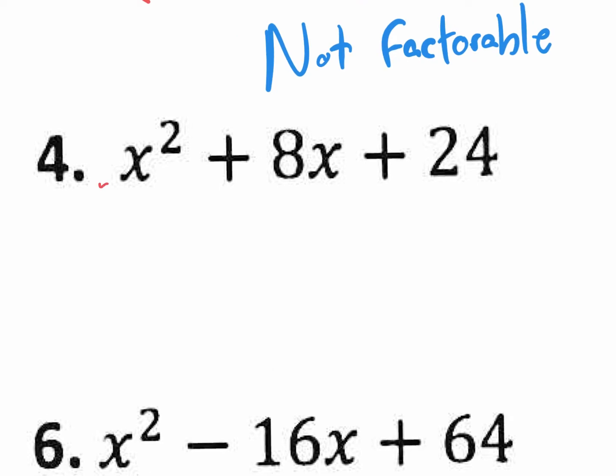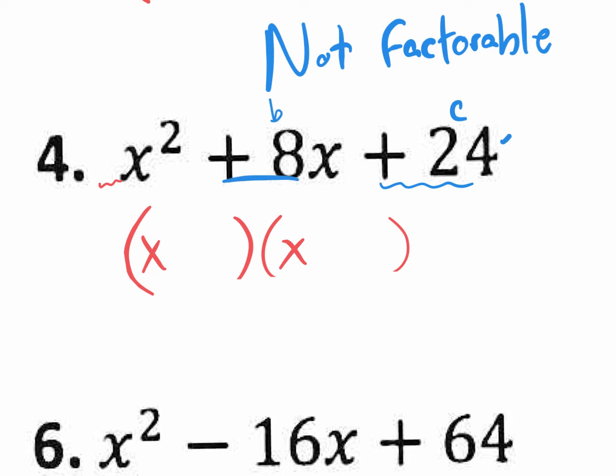Because there is no a value, because the a value is 1, we're able to set up parenthesis, parenthesis, parenthesis, parenthesis, x. And we think what times what is our c value of positive 24, that if we combine together is a b value of 8. Make a list. I'm going to start with 1 times 24, and then what? 2 times 12, and then 3 times 8, and then 4 times 6, and then 5 times nothing.